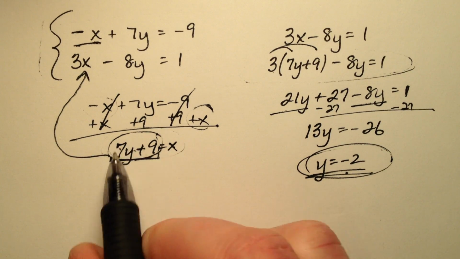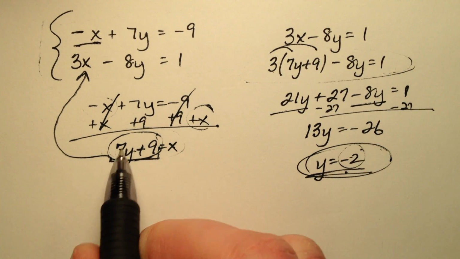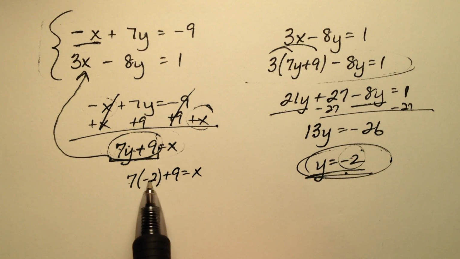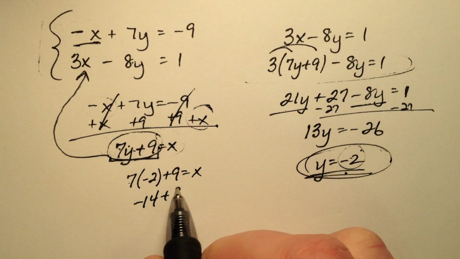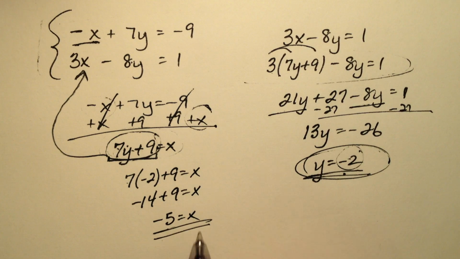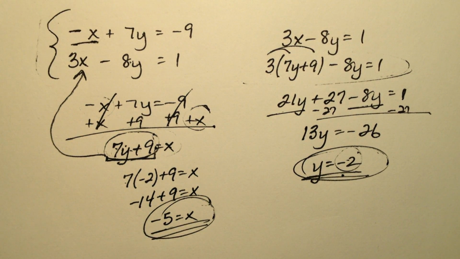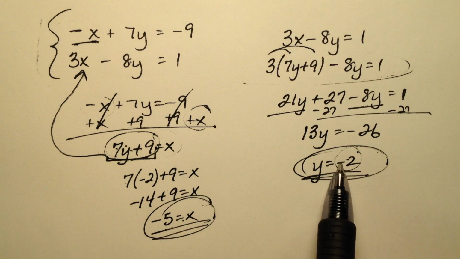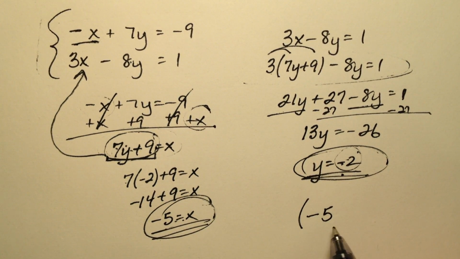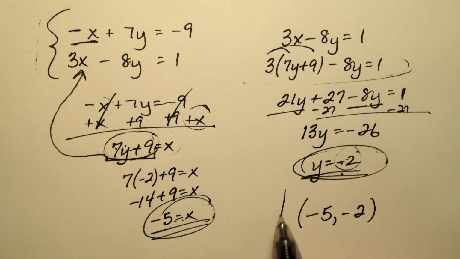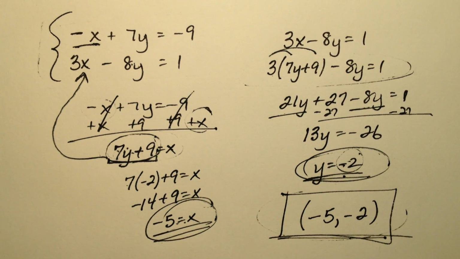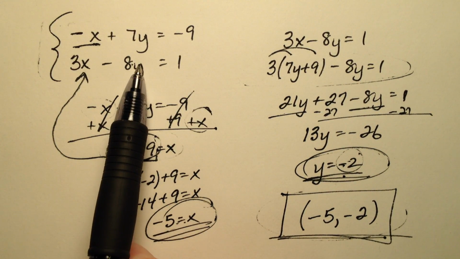So since x equals 7y plus 9, I'm going to put this negative 2 in for this y. So 7 times negative 2 is negative 14, plus 9, and that equals x. So negative 5 equals x. So now that I have both values for my variables, I can write the solution as an ordered pair. My x is negative 5, my y is negative 2. So here's the solution, this ordered pair, and it's going to be the solution for this linear system.